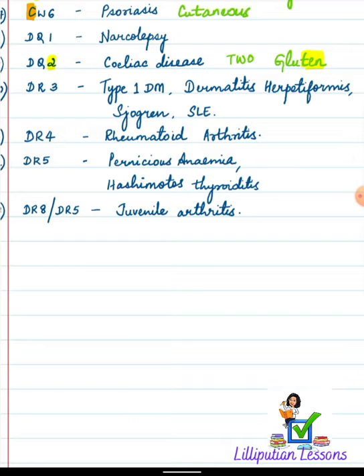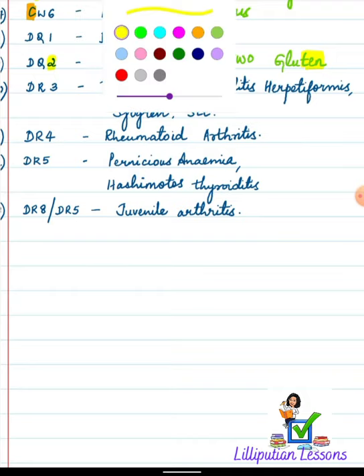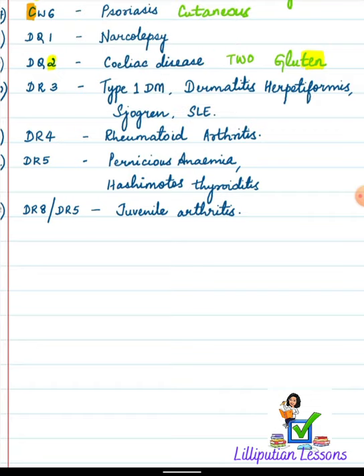Now you know that this DR3 is very important, and you should remember it even without a mnemonic. See, some things are very important and you should not have a mnemonic for that. You should know it just like that. So DR3 is one such thing. Okay, so DR3, you'll have type 1 diabetes, you'll have dermatitis herpetiformis, which is associated with celiac disease. Celiac disease was DQ2, but dermatitis herpetiformis is DR3, and Sjogren and SLE. Okay, so these things you should know even without a mnemonic.